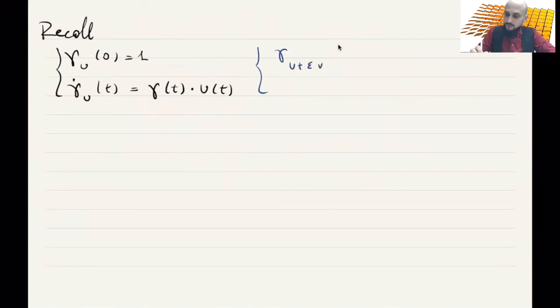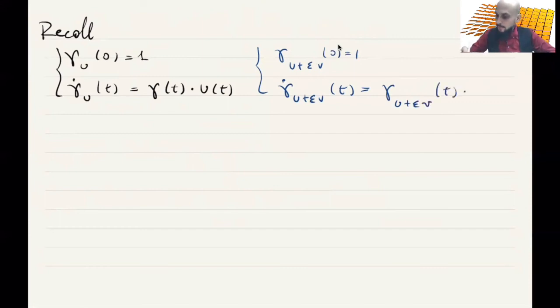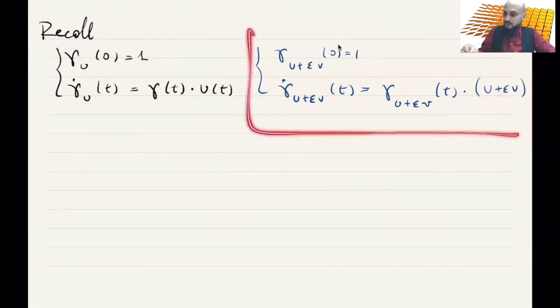epsilon v, which is a similar system, equal gamma of u plus epsilon v times t times u(t) plus epsilon v(t). So here there are some t that I'm not writing. Now let's look, at least for the moment, at this system here, and let's take the derivative in epsilon.